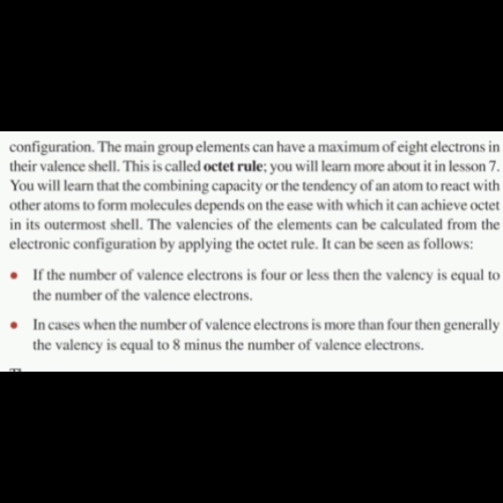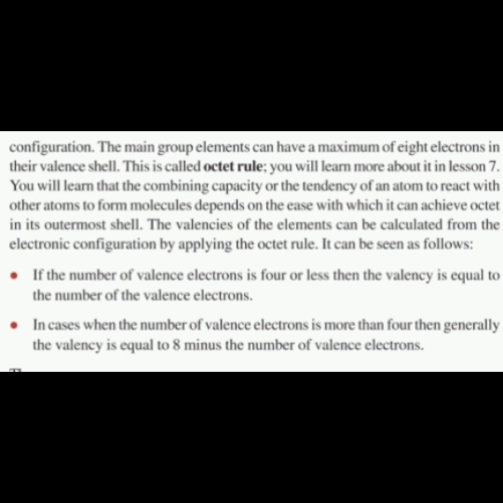You will learn more about it in lesson 7. You will learn that the combining capacity, or the tendency of an atom to react with other atoms to form molecules, depends on the ease with which it can achieve an octet in the outermost shell. The valencies of the elements can be calculated from the electronic configuration by applying the octet rule. It can be seen as follows.